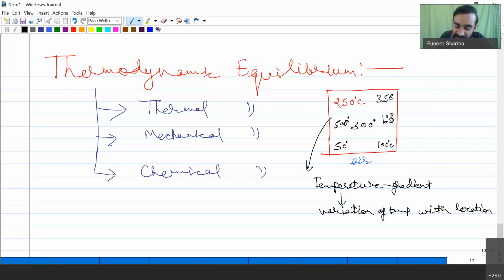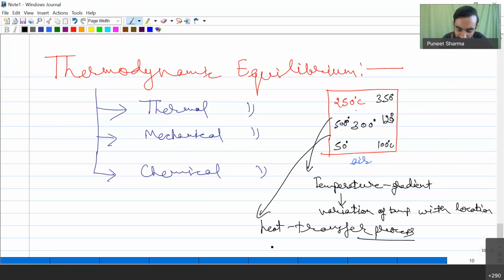When we have a temperature gradient, obviously within this system we will have a heat transfer process. If heat transfer takes place, the physical state of the system will change. If the physical state of the system is changing, it is in a transient phase. We cannot define the state of the system, and we cannot specify a single unique property for that system.